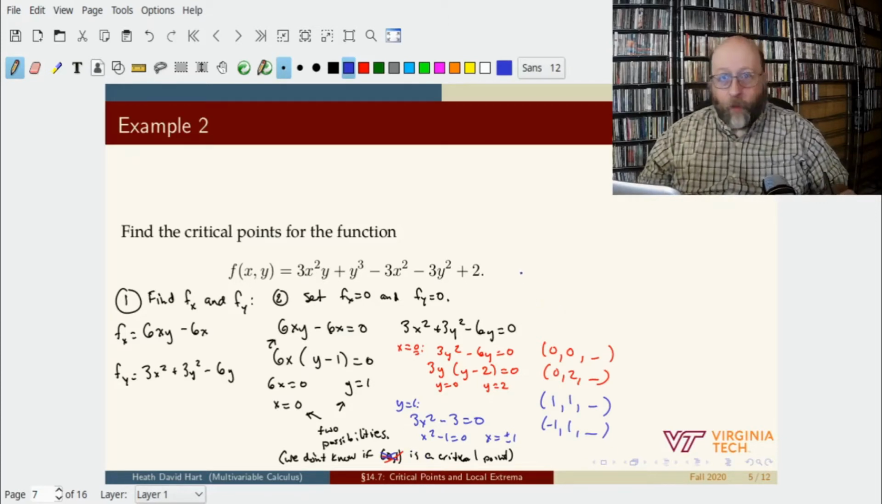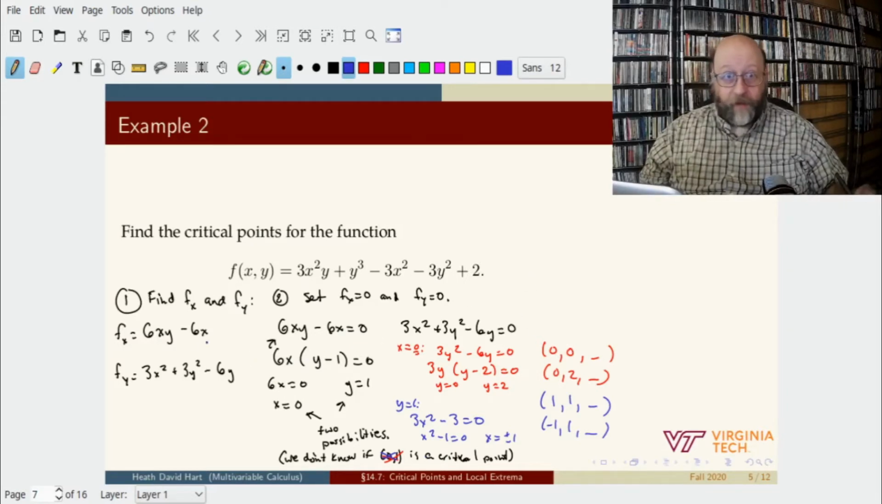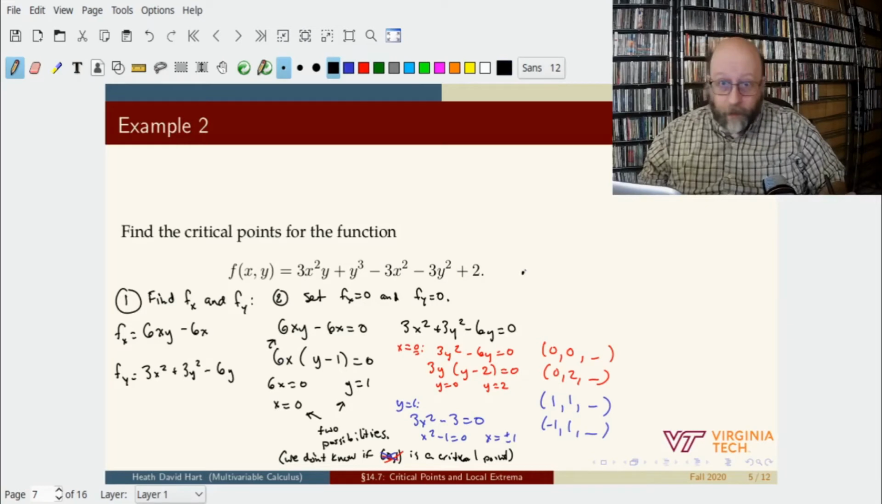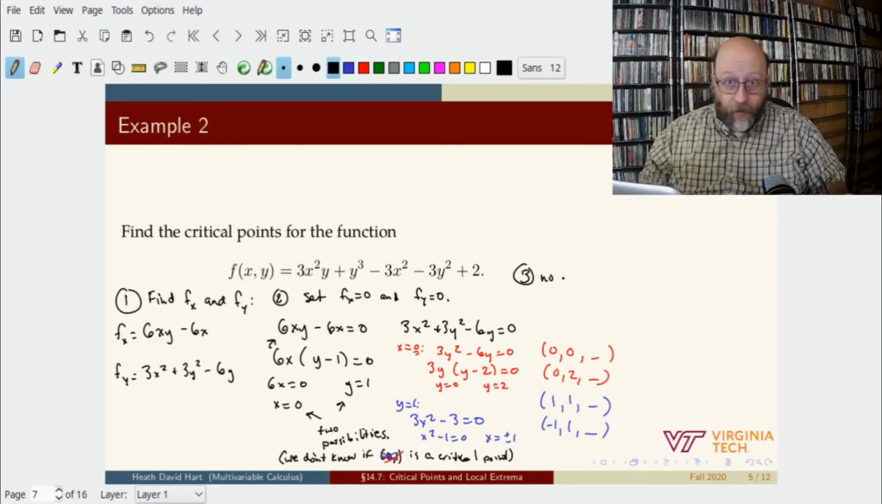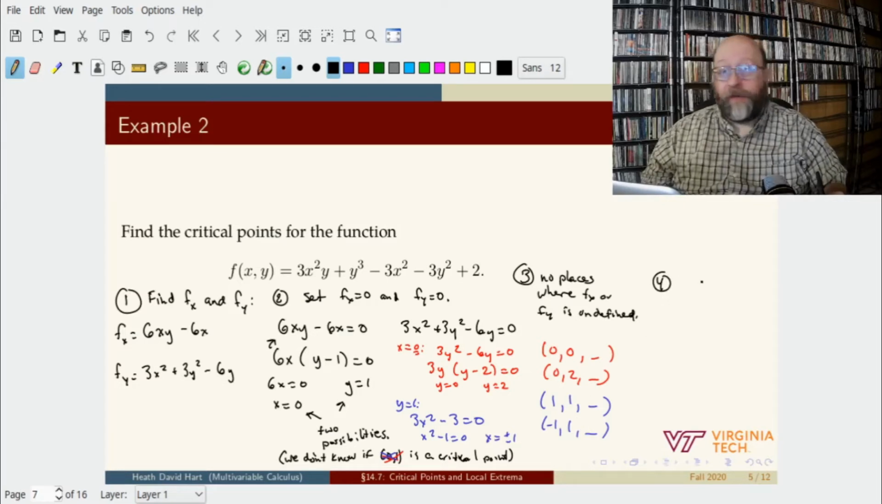And so that's what we got at the end of step 2. Step 3, we have to check for any places where these are undefined, but there aren't any. So step 3, there are no places where fx or fy is undefined. But step 4, we have to fill this out and get the z-coordinates.